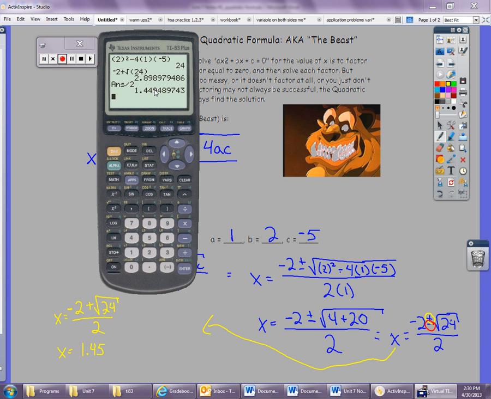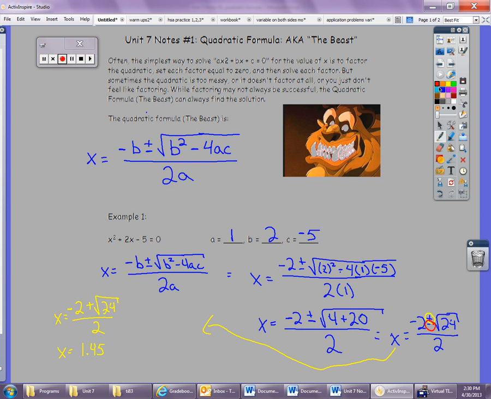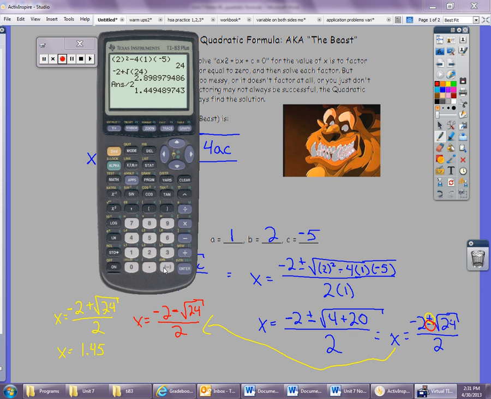And then when we look at the second one, where you have to do this twice, x equals negative 2, now minus the square root of 24, divided by 2. So we have one where it's plus and then one where it's minus. Then we do negative 2 minus the square root of 24. We hit enter, and we did our numerator, so we get negative 6.8989798486.